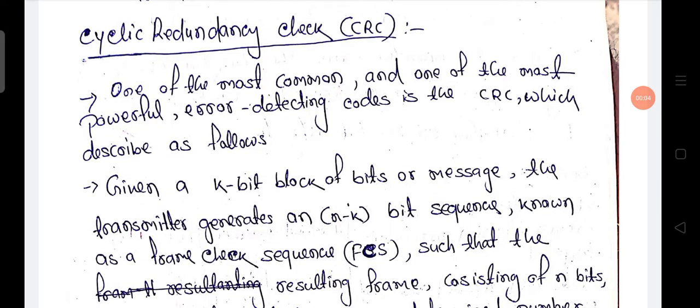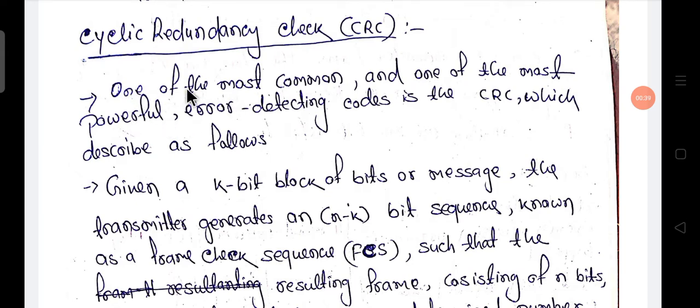Okay. In today's class, we are going to study cyclic redundancy check. That means one another method of error detection. First one is simple parity, or even parity, or odd parity, which we studied in previous classes. In today's class, we are going to study cyclic redundancy check, or CRC.